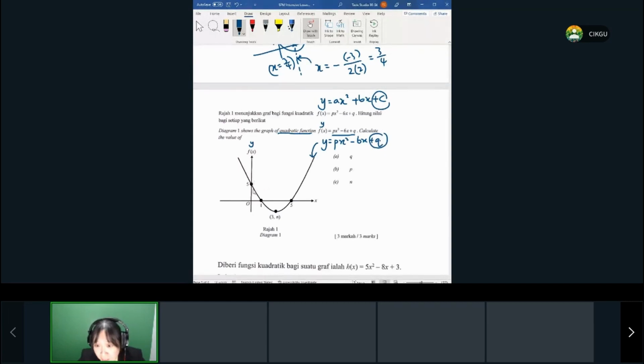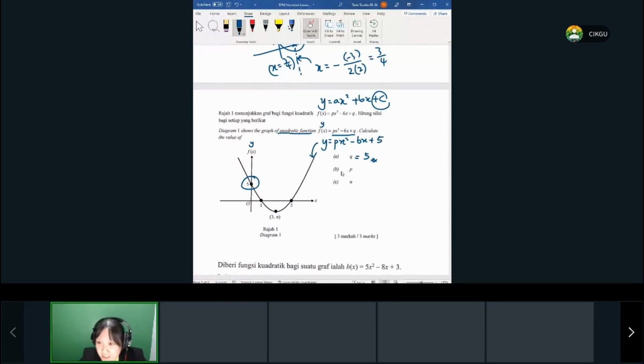Thanks, Julian. And you come back to the graph. 3 mark question, no need calculation. Done. Okay, good. Next. Since we know that the q value is 5, let's put it in. I always do that. The moment I know a certain value, I just straight away sub into the question first, then I won't get confused.